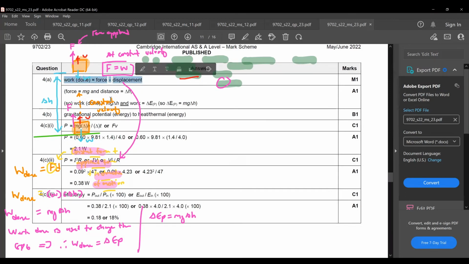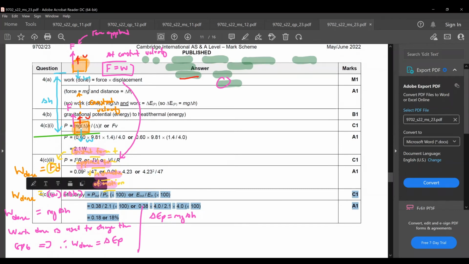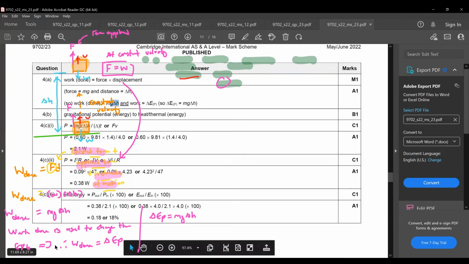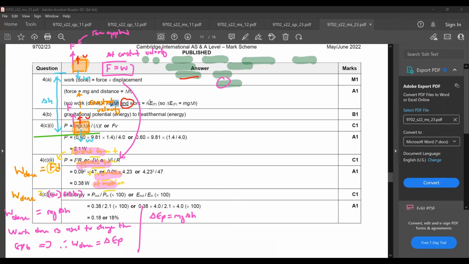Work done is force times displacement, which you have right over here. Force is mg and distance is delta H, which you have in the second line here. And then work done is equal to change in GPE, or work done is equal to mg delta H, and work done is delta EP. It's basically the last two statements now. Okay. You see the part where they told you this, and work done is this. It's actually referring to this statement here.